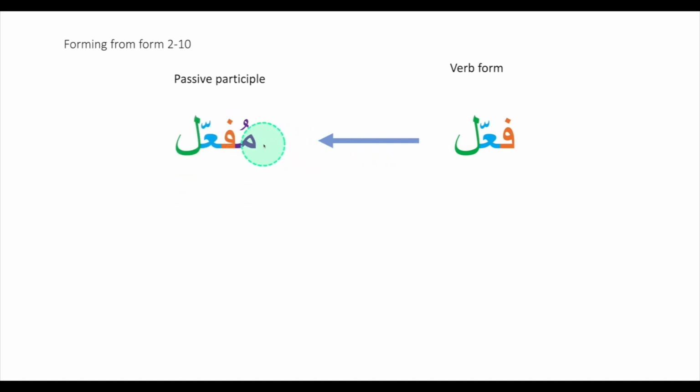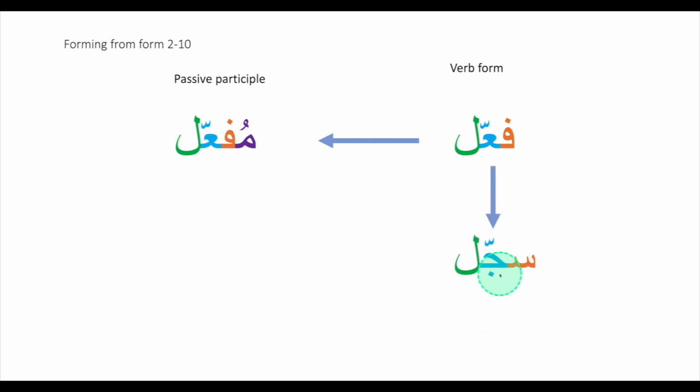And now we will learn how to conjugate the passive participle from forms 2 to 10. Let's have a look. Similarly, you will have the form. For example, in this form, which I chose form 2, which is فعل. But you will do the same thing with any other form. All you need to do is just add an M with a vowel U on the top and double, in pronunciation, the letter before the last, so it becomes مفعل.